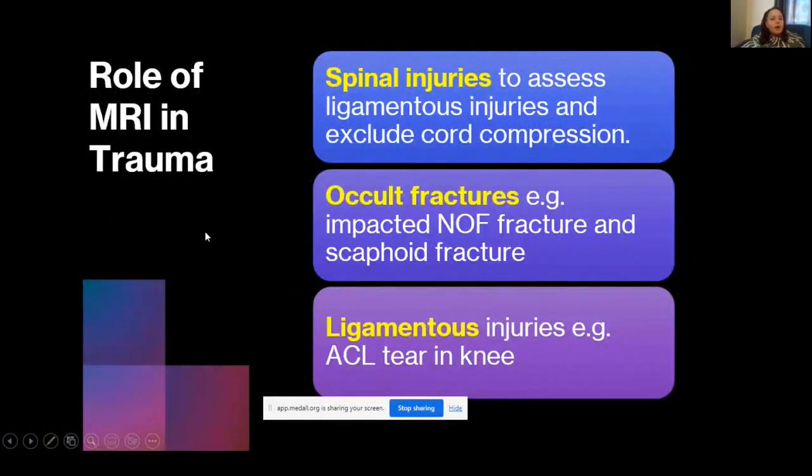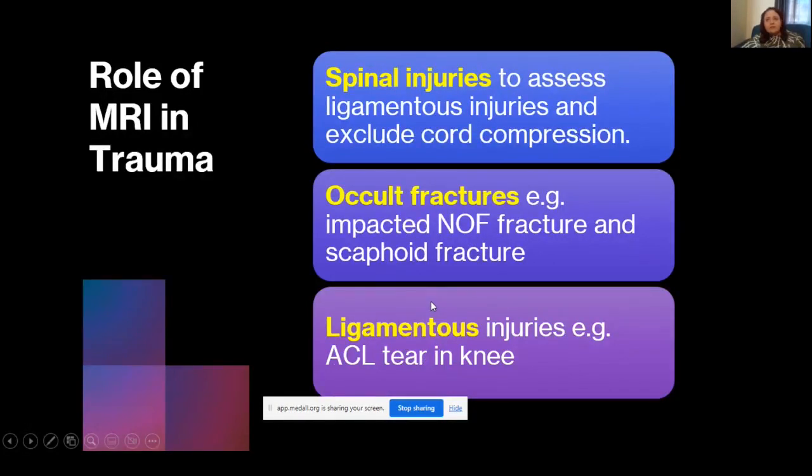MRI. MRI is sometimes indicated in cases of trauma. For example, in cases of severe spinal injuries, when you want to exclude associated ligamentous injury, or if you want to exclude cord compression, you need to do an MRI. Some occult fractures are not obvious on X-rays, and sometimes they are not even obvious on the CT. In these cases, we do an MRI because MRI is sensitive to bone marrow edema. Examples of these are occult scaphoid and impacted neck of femur fractures.